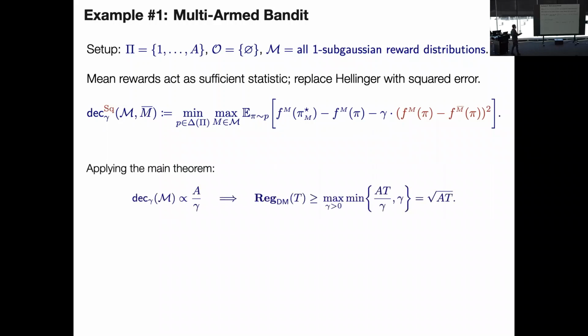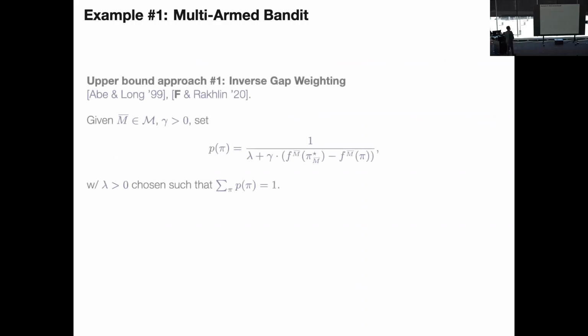So I mentioned before that the DEC scales as A over gamma here. And what I want to do now is give a sense for how you upper bound this thing. Like how do you show that this is at most A over gamma? There's two different ways that you can do this, and I'll give a quick overview for both of them. So the first technique we can use here is something that we call inverse gap weighting.